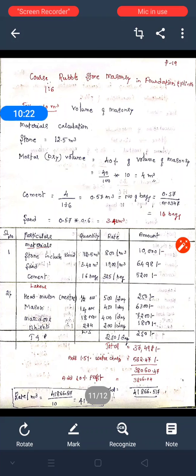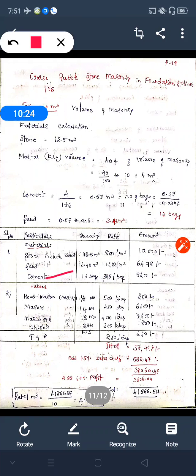Then we move on to the third one, that is cement, and here we got 16 bags. The per bag rate is around 325 rupees. After multiplying these two, we got an amount of 5200. This is all about the materials. Then we move on to the labors.